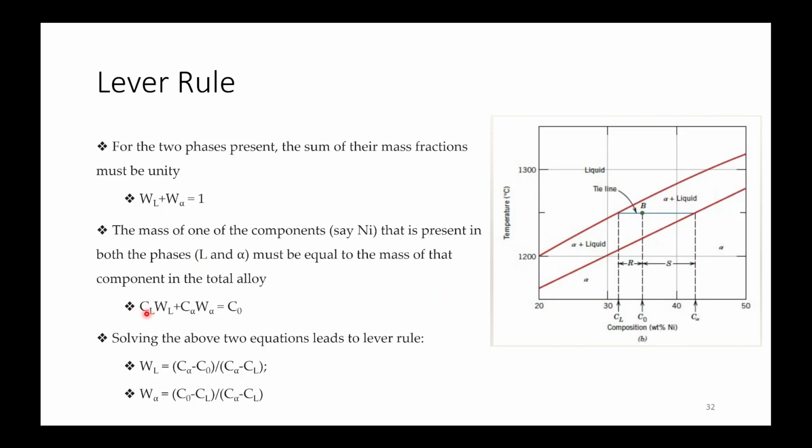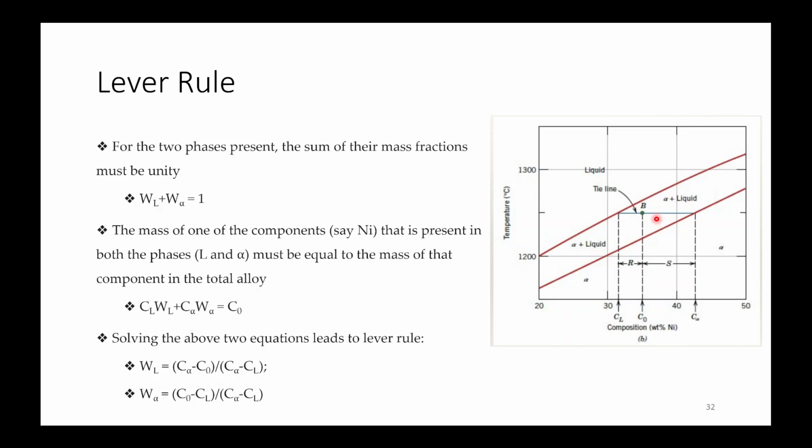So the composition of liquid times the mass fraction of liquid plus the composition of alpha times the mass fraction of alpha will be equal to the entire composition of your alloy. Now based on these two equations, we find the equations for the lever rule. In this case, solving these two equations leads to the lever rule.